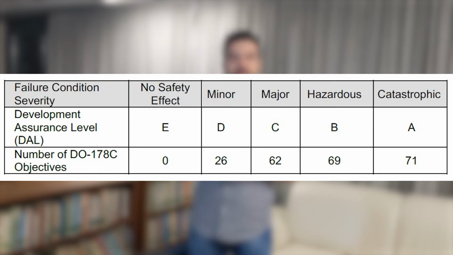Safety analysis assigns a safety criticality level to each software solution, which reflects the severity of failure conditions that they contribute to. This safety criticality level is called the Development Assurance Level, the DAL, and ranges from A to E. The closer this level is to A, the higher the number of DO178C objectives will be. If the failure condition is considered to be catastrophic, then the development assurance level of the contributing software will be classified as a DAL-A, and the DO178C will require it to satisfy 71 objectives.